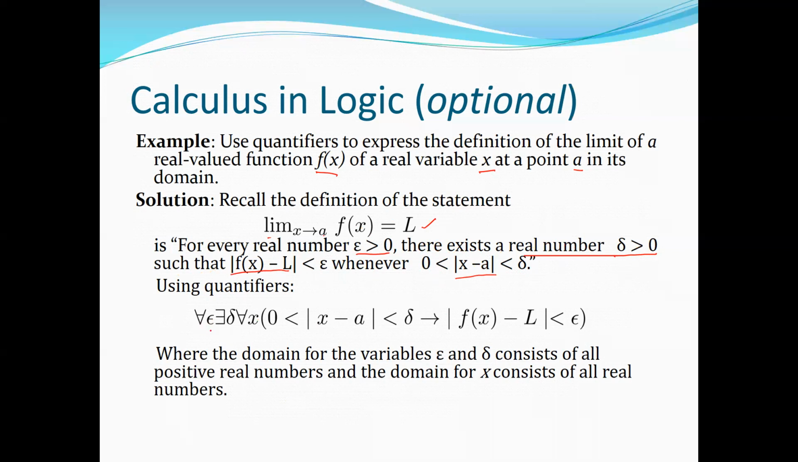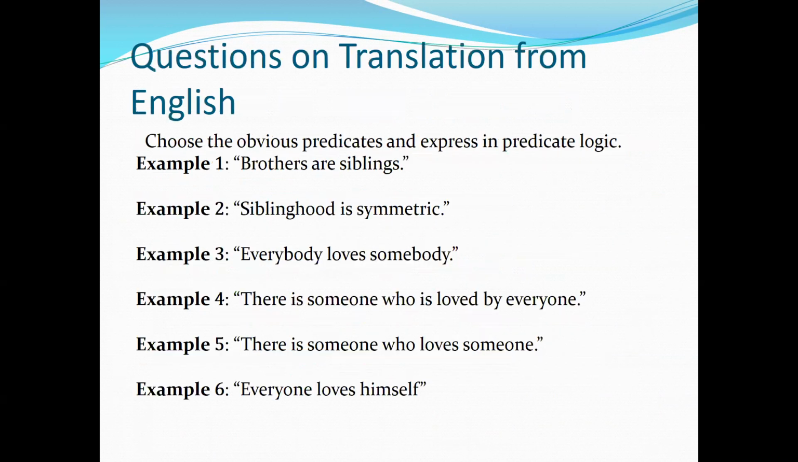So we can say for all epsilon greater than 0, there exists some sigma, for all the x variables, such that 0 is less than |x minus A| less than sigma, and this implies |f of x minus L| less than epsilon. Here the domain for the variables epsilon and sigma consists of all positive real numbers, and the domain for x consists of all real numbers. This is from calculus, the definition of the limit. Understand how we translated the mathematical definition into a logical expression.